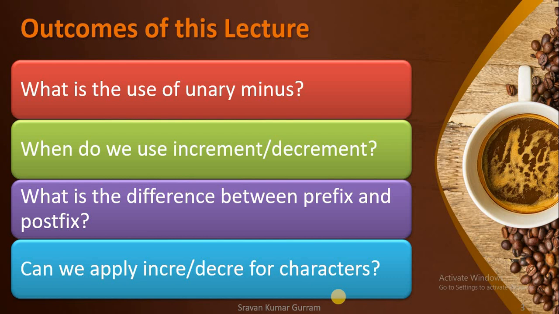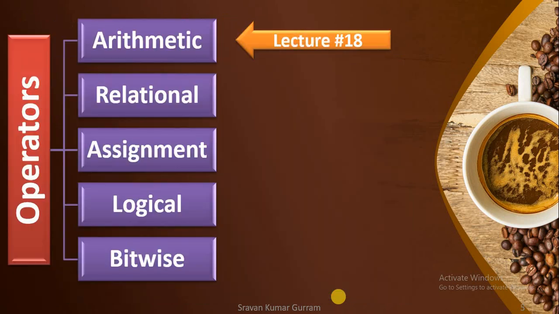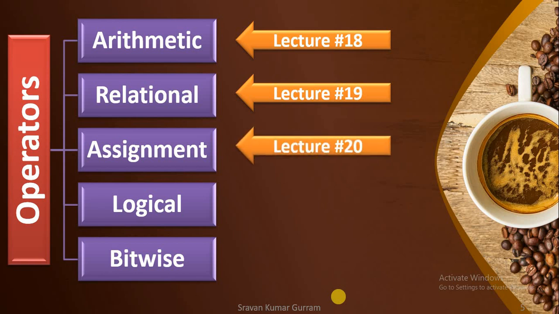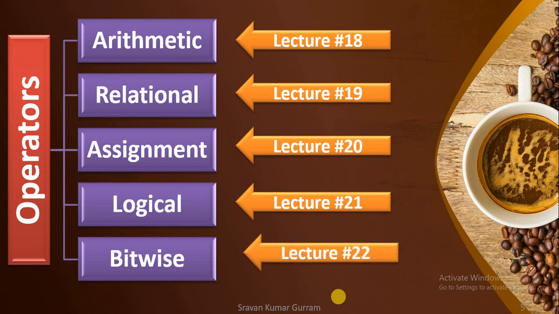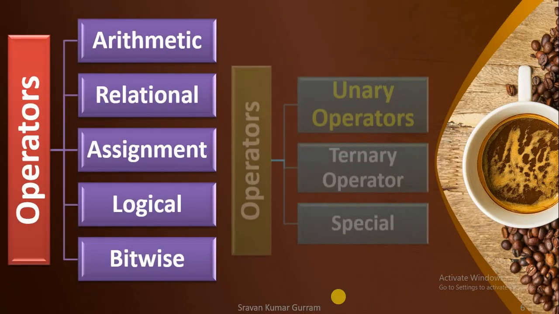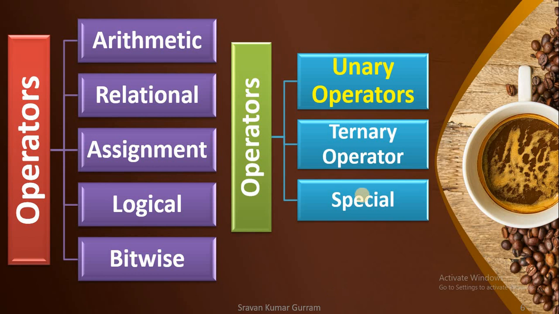In lecture 18, we covered arithmetic operators. In lecture 19, we discussed relational operators. In 20, we covered assignment operators. In the 21st lecture, we covered logical operators. And in lecture 22, we covered bitwise operators. And now, we are going to discuss this part, that is unary operators. In the next video, we will discuss the ternary operator and other special operators.